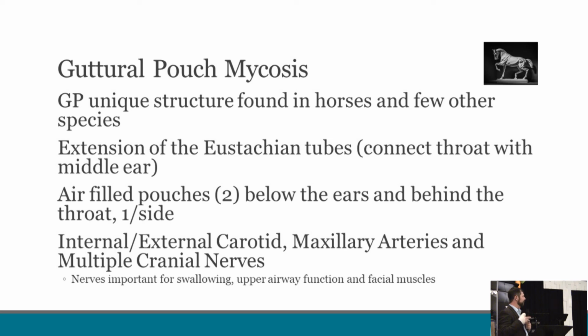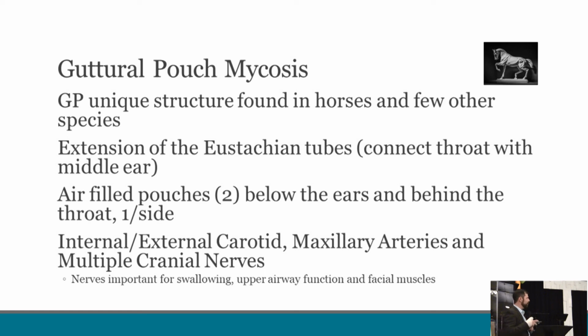So you get basically two air-filled pouches that sit roughly below the ears and just behind the throat, one on either side. Why those pouches are so important is that they have a number of pretty darn important structures that run through them, including the internal and external carotid arteries, as well as the maxillary artery, and multiple cranial nerves. These are nerves that are responsible for swallowing, upper airway function, as well as the proper operation of some of the facial muscles.